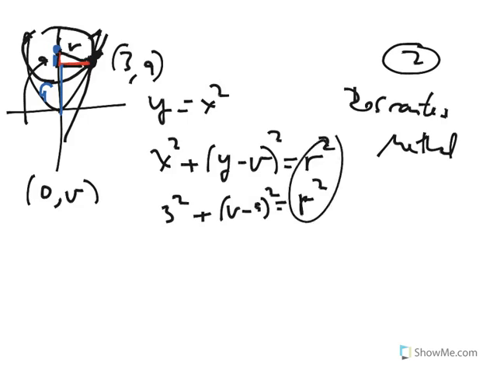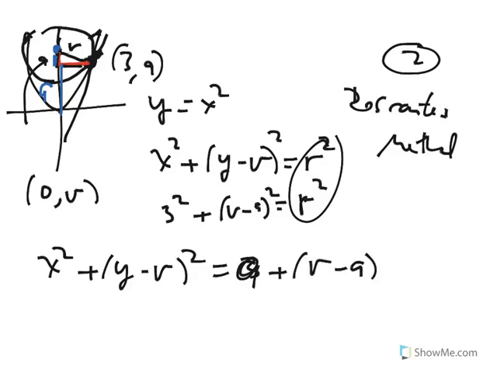So notice how these both have r squared in them. I can get rid of one variable by just setting the two equations equal to each other. They each equal r squared. I also have y equals x squared, so I can take this x squared and replace it with a y.